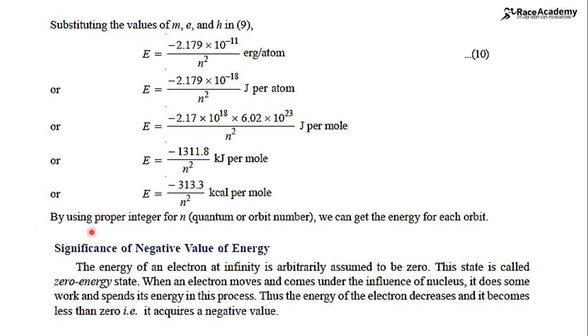Now let us see why this energy is given as a negative value. Because the energy of an electron at infinity is arbitrarily assumed to be zero. That state is a zero energy state. When the electron moves and comes under the influence of the nucleus, it does work and spends its energy in this process. Thus the energy of the electron decreases and it becomes less than zero. It acquires a negative value. So to say its energy is decreasing when it is closer to the nucleus, this energy should be given as a negative value. That's why all the energy values given here are negative.